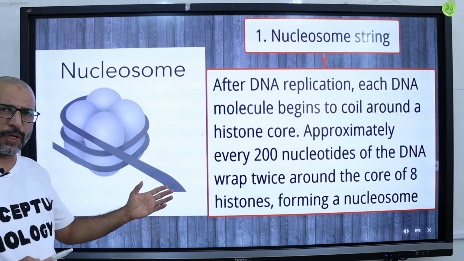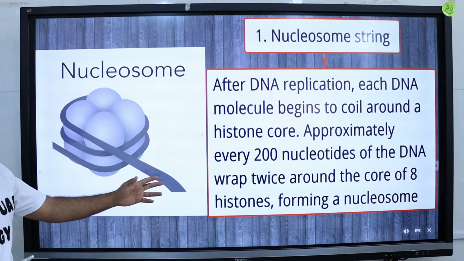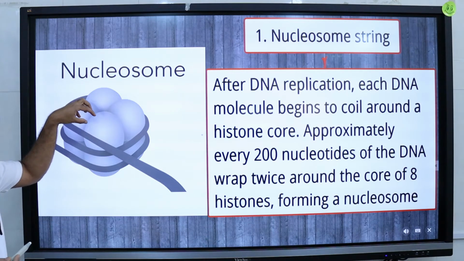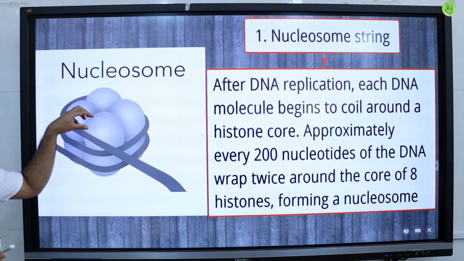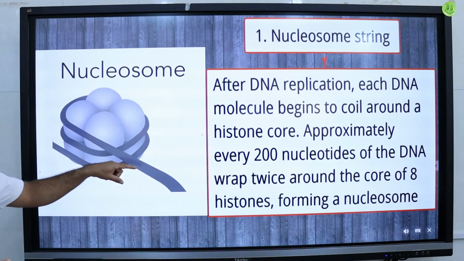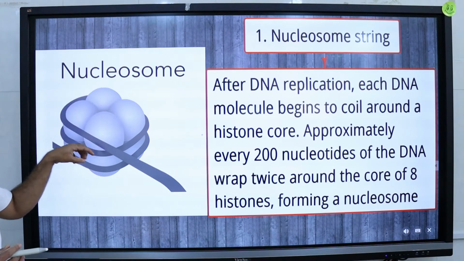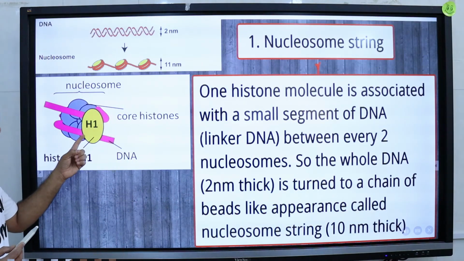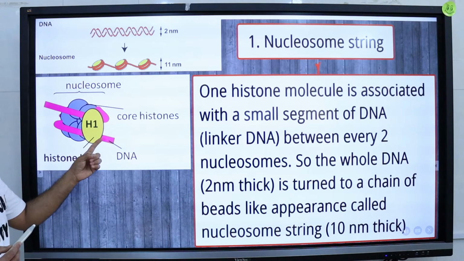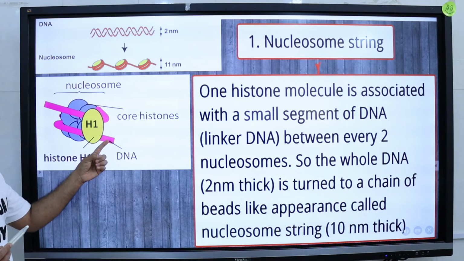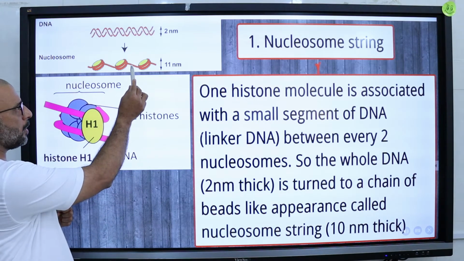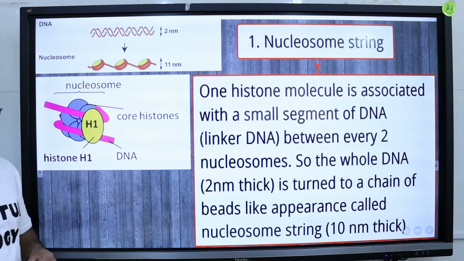After the replication of DNA, each DNA molecule begins to coil around a histone core, and approximately 146 to 200 nucleotides of DNA wrap twice around the core of 8 histones, forming a nucleosome. One histone molecule is associated with a small segment of DNA called linker DNA, and this histone molecule is called linker histone. So this is a linker DNA, which is present here between two nucleosomes.